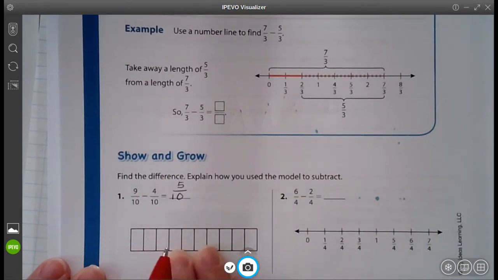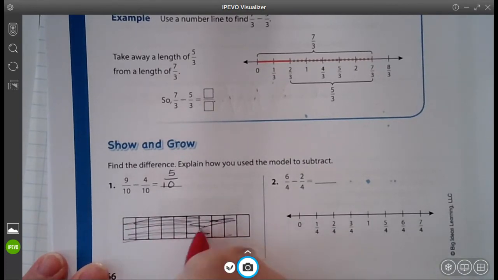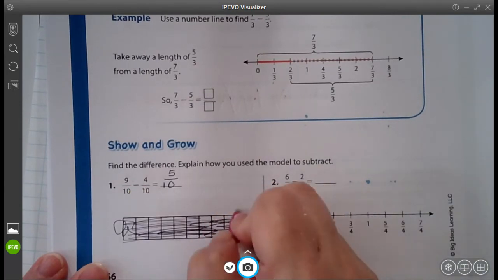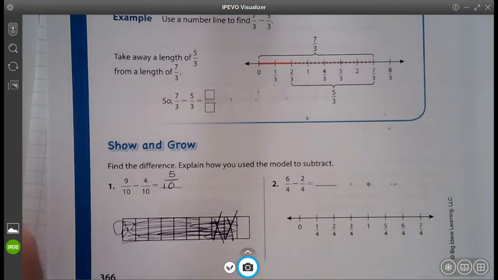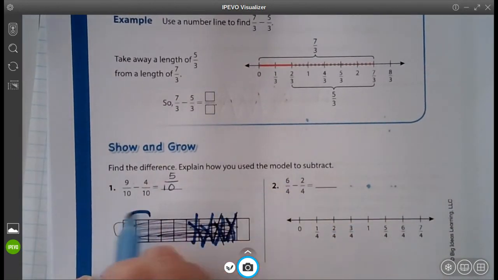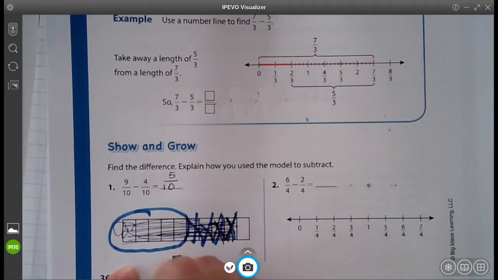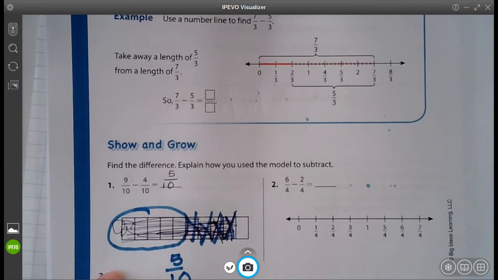If you need to use the area model, go right ahead. It would just be if you shade in 9 parts, and then you cross out 4 of them. 1, 2, let's get a better pen. 1, 2, 3, 4. And we see what we're left with. And if you count them up, that's 5 parts out of 10, or 5 tenths.